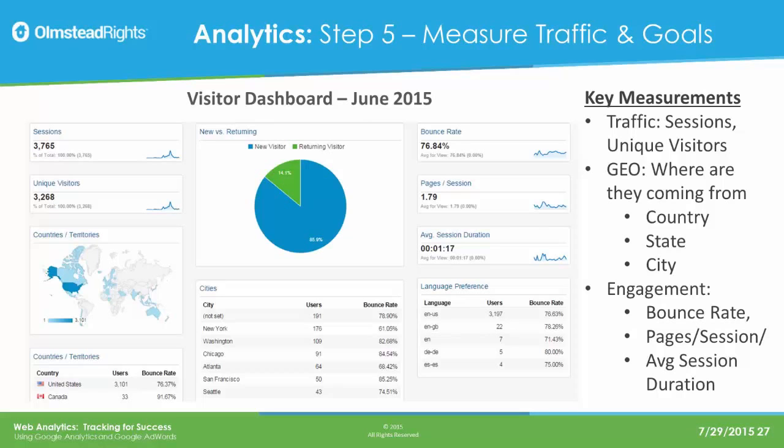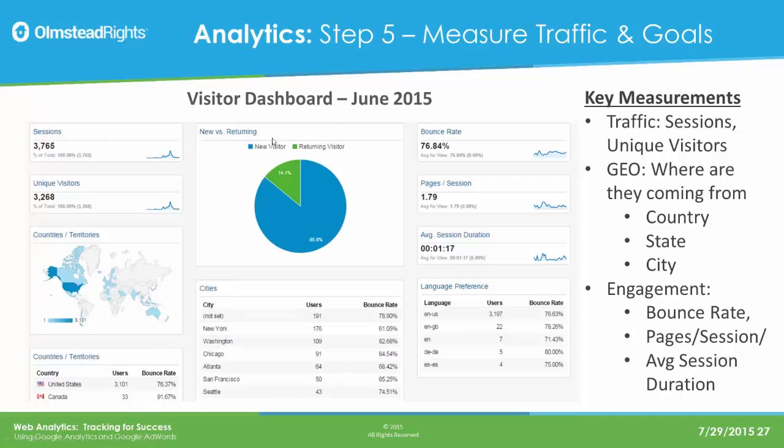The visitor dashboard that you see on the screen right now is really focused on June 2015, and so you can see the number of sessions. They had about 3,700 sessions and 3,200 unique visitors, so those were unique devices or individuals that could be ascertained. We can see where they're coming from, predominantly the U.S. You can see that of the 33 Canadians that came, 91% of them left as soon as they realized it wasn't about Canada. That's the type of thing you can see.